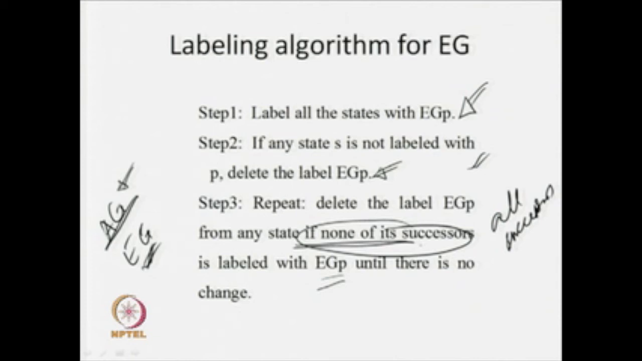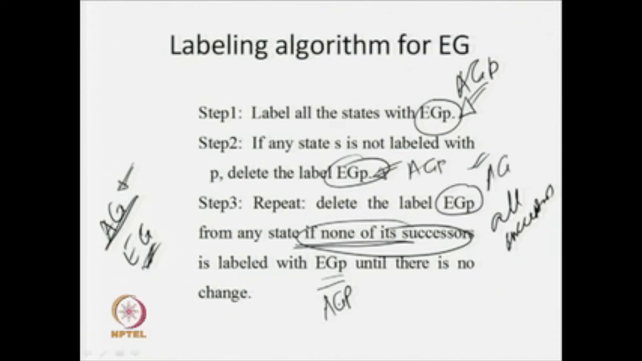So, you just see that straight away you can come to your AG. Instead of none of its successors, you can say that if all successors are not labeled with your AGP, then remove this label. So, label its state with your AGP. If any state S is not labeled with P, delete AGP from this particular state, and delete the label AGP from any state if all successors are not labeled with AGP, until there is no change. Since AG is a stronger condition, from EG we can very well do this.